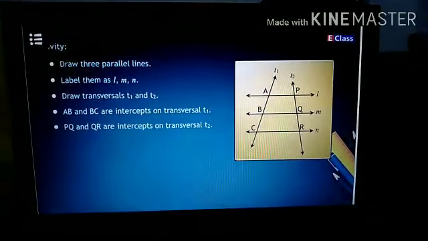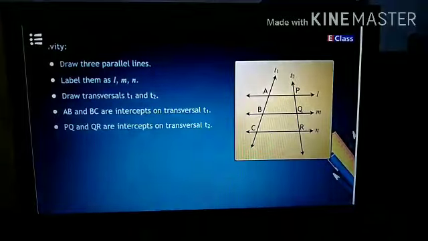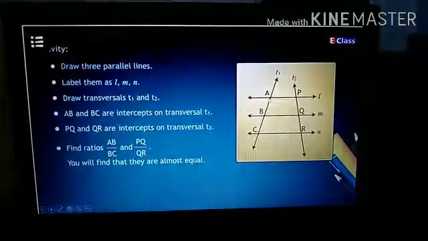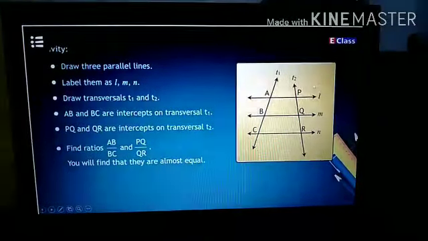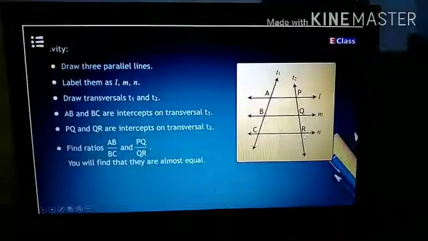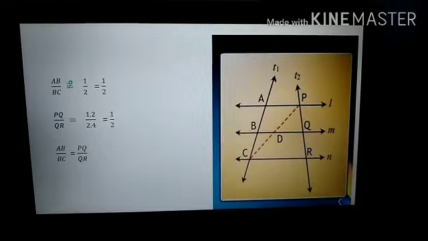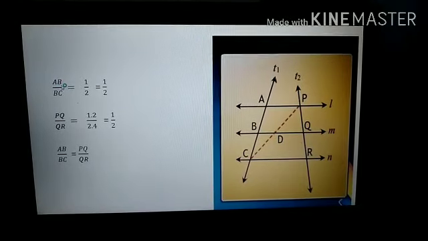Now let us compare the ratio of the intercepts formed by the transversals. For this, we are going to find the ratio of AB upon BC and PQ upon QR. As you can all see, with the help of a scale and pencil, I have measured distance AB. I found it to be 1 centimeter. Distance BC, I found it to be 2 centimeters. So take the ratio 1 upon 2, which remains the same because it cannot be reduced further.